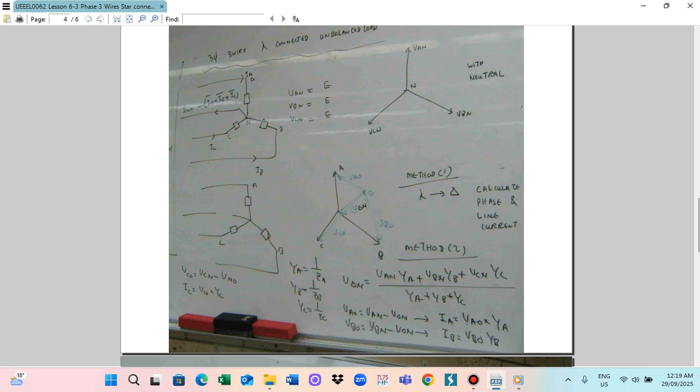So we have to calculate this voltage in two ways. The first method, method one, is that for the calculation, we have to change the star to delta. And then we have to calculate the delta solution. Calculate the delta circuit, you have to calculate the phase current and the line current. Change the star to delta, calculate phase current and line current.